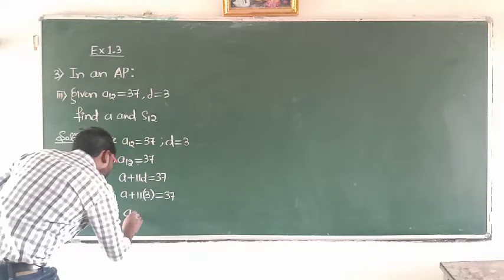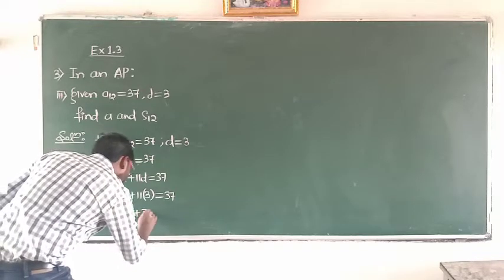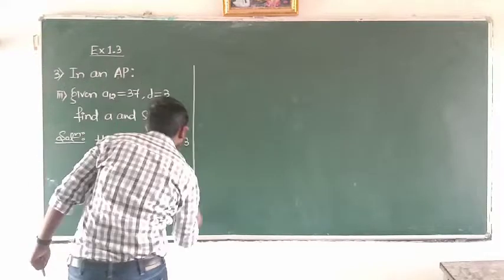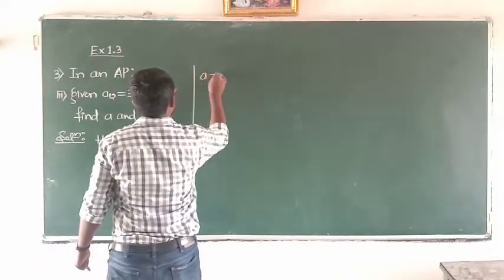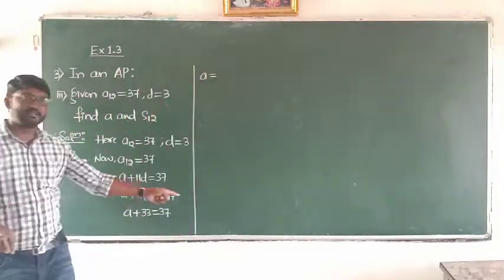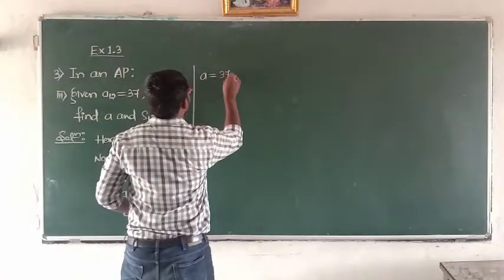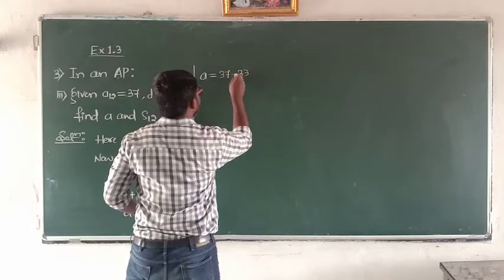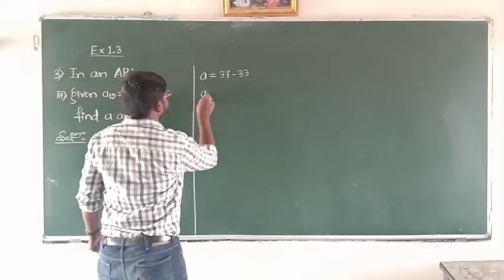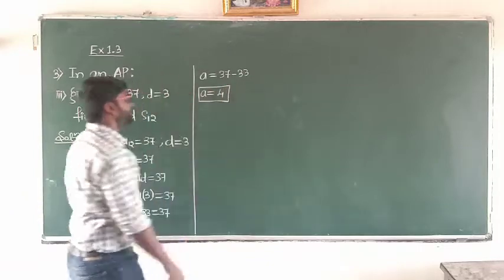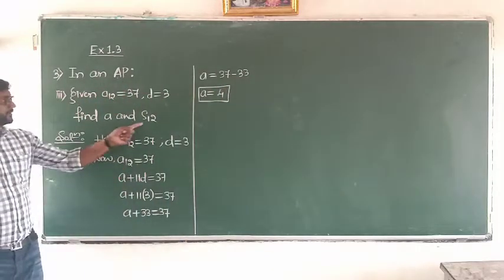Now A plus 33 is equal to 37. Take 33 to the RHS, it becomes minus 33. So A is equal to 37 minus 33, which is 4. So we have got the value of A here. Next we will have to calculate S12.